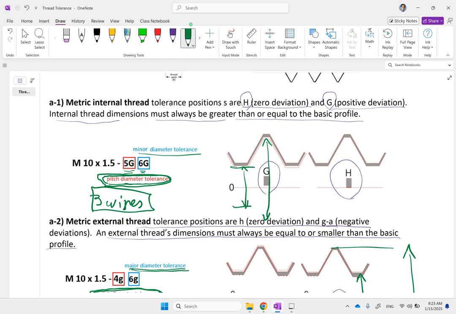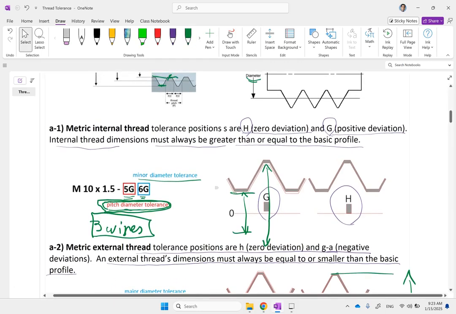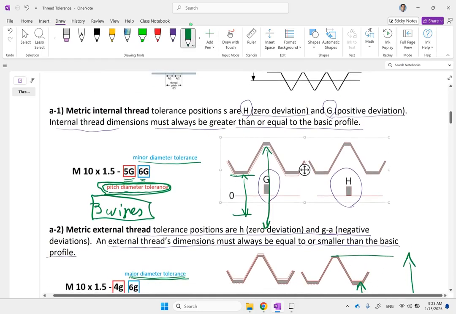But internal and external, minor for internal and major for external, you know how to easily use a caliper or micrometer, internal or external micrometer to do that. Okay, so we'll talk about that topic separately. So this is how you show it.